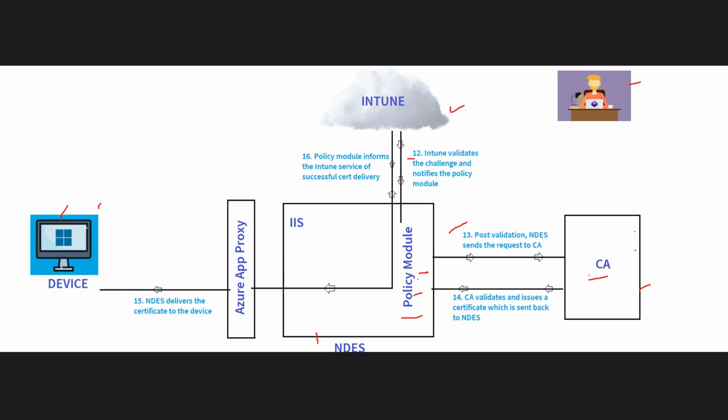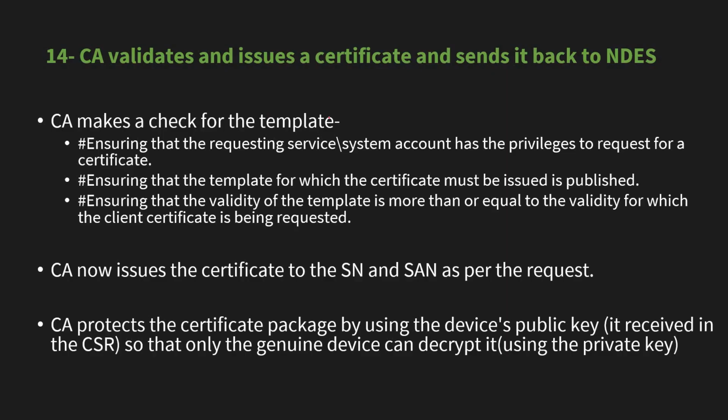Now the CA has received the request from the NDES. So in step 14, the CA is going to do some validation, and if everything is fine, then the CA is going to issue a certificate and send it back to the device. In step 14, the CA is going to check. What is it that the CA is going to check? It's going to first check that, as I said, the NDES server has reached out to the CA and has requested a certificate. Now, who from the NDES server has reached out?